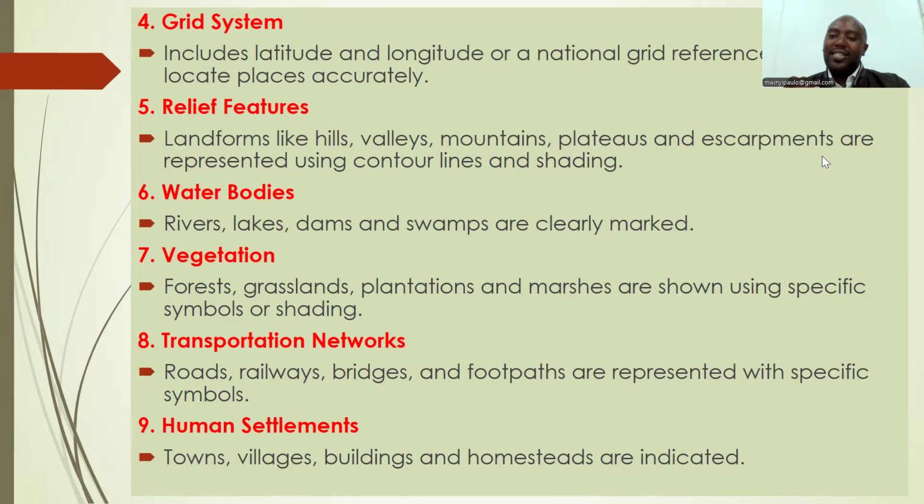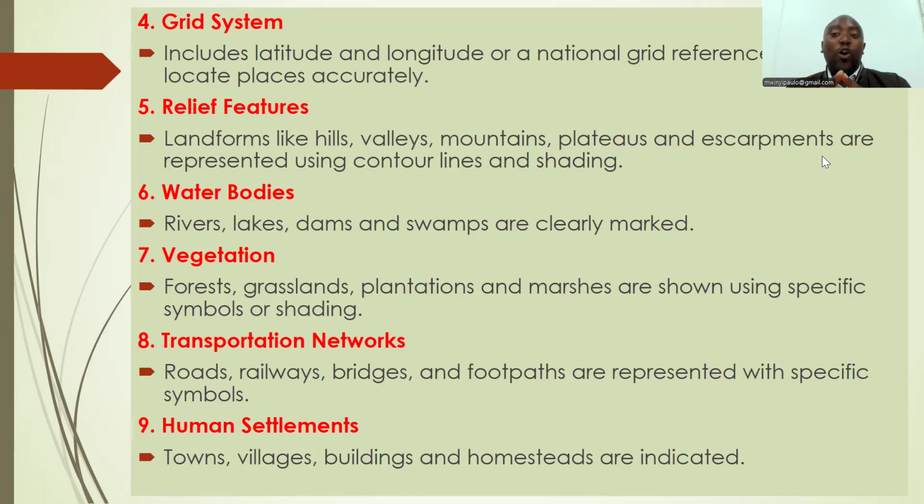In addition to that, water bodies will be clearly marked on a topographical map. It will show where we have rivers, lakes, dams, swamps, and other drainage features. A topographical map will also include vegetation, be it forests, plantations, marshes. They'll be shown using specific symbols or even shadings.